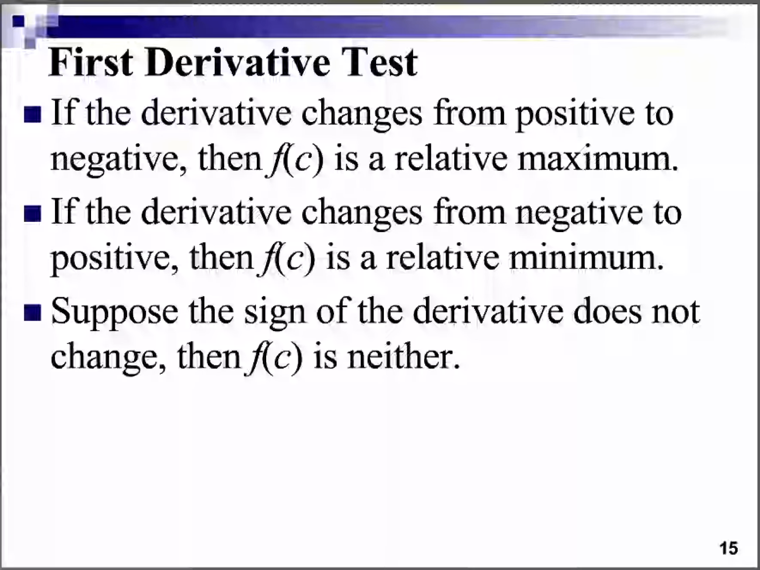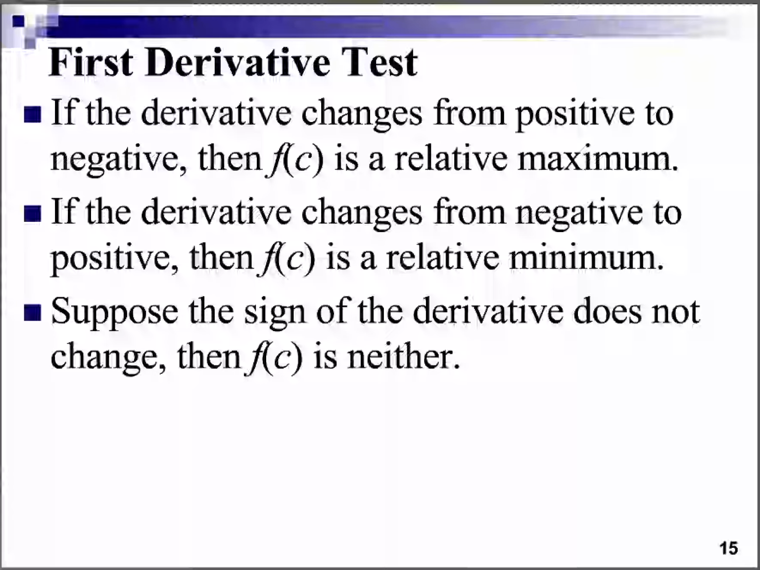On the other hand, in the opposite direction, if the derivative goes from negative to positive, that means the function goes from decreasing to increasing. It's going down, then it's going up, then that is a relative minimum point. But there's a third possibility, and that is that the sign does not change. And if that's the case, then at that particular point, you have neither a maximum nor a minimum.